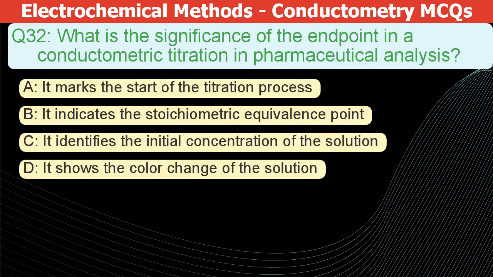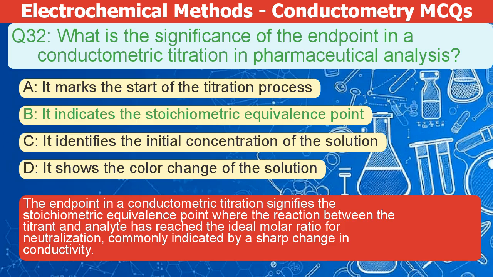What is the significance of the endpoint in a conductometric titration in pharmaceutical analysis? A. It marks the start of the titration process. B. It indicates the stoichiometric equivalence point. C. It identifies the initial concentration of the solution. D. It shows the color change of the solution. The correct answer is B. The endpoint in a conductometric titration signifies the stoichiometric equivalence point where the reaction between the titrant and analyte has reached the ideal molar ratio for neutralization, commonly indicated by a sharp change in conductivity.